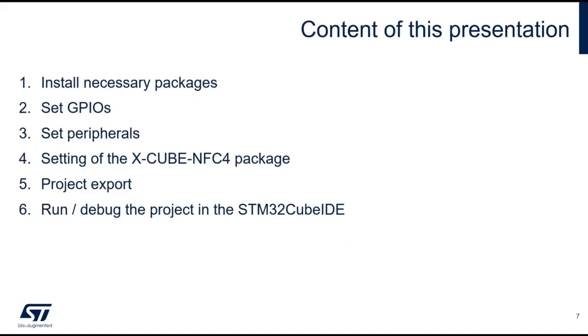Let's quickly go through what we are going to do in this short tutorial. First, we will install the CubeMX code generator and CubeIDE debugger. Once we have done that, we will proceed to set the correct GPIOs and needed peripherals. There are also some settings of the X-CUBE-NFC4 package that we need to pay attention to. After all that, we will proceed to project export and run the project.